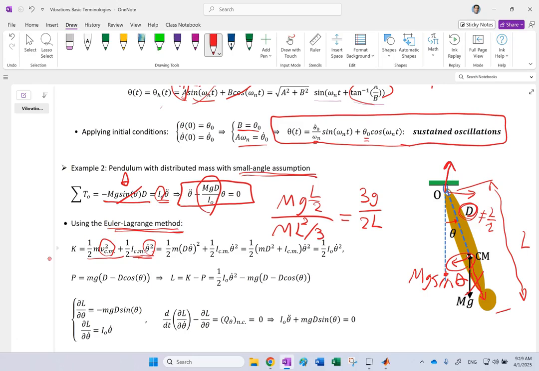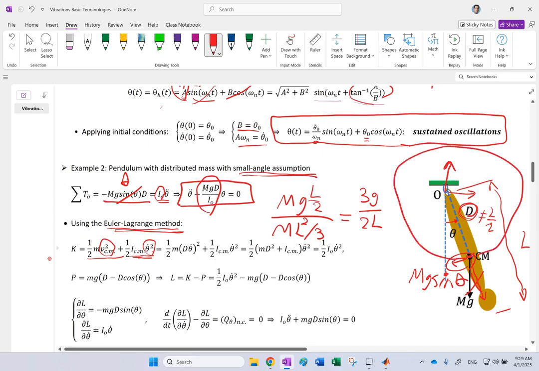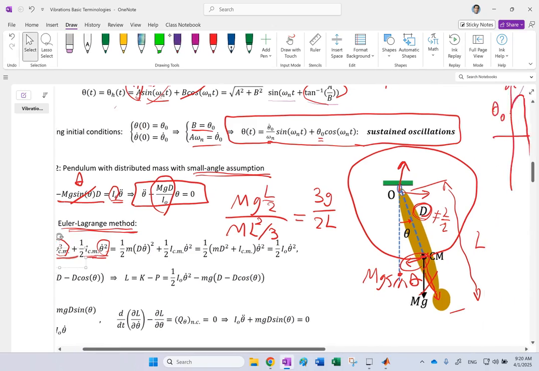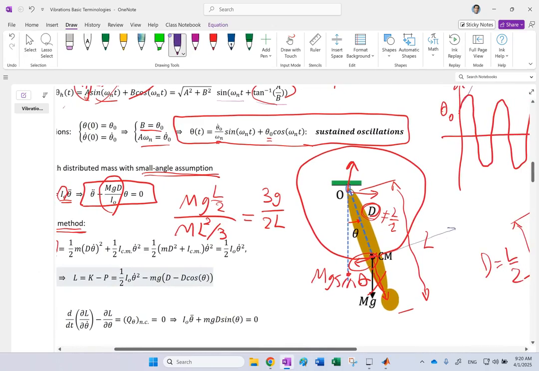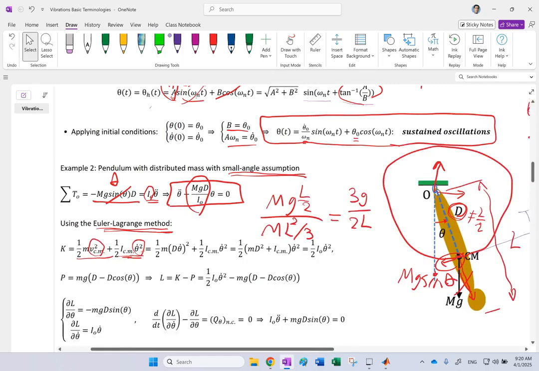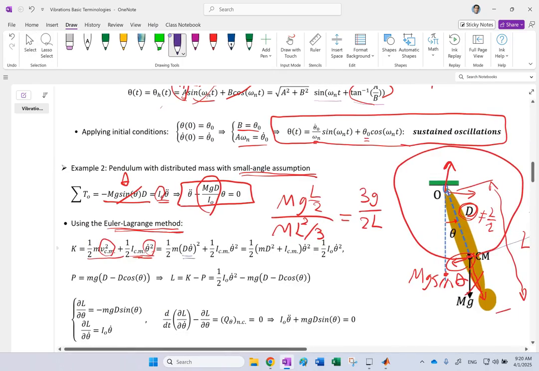Now, the velocity of the centroid in this case is clearly, because the centroid is going on a circle about point O, v equals r times omega, where r in this case is d. So the velocity of the centroid is going to be d times theta dot. And that is what I'm going to replace here, along with I about the centroid and theta dot squared. If you write it and factor out theta dot squared, you're going to get this.